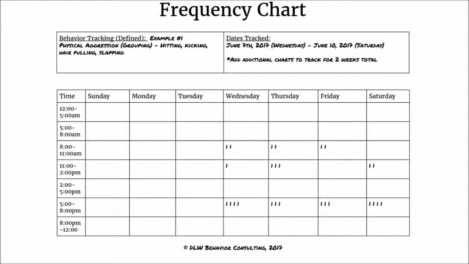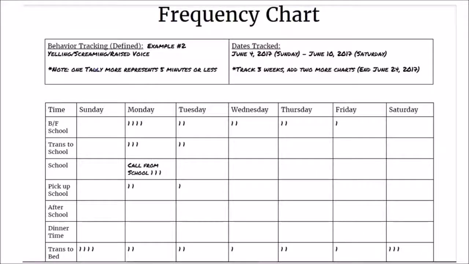So again, if you look at this, you'll notice from 5 to 8 p.m. frequencies are higher for this particular child. And look at the dates. It was summer when I made these, so maybe it's year-round school for whoever's doing this. We're not sure. And the second example is yelling, screaming, raised voice. So again, you have a behavior that you have defined exactly how it is, and you can note right here, one tally mark represents 5 minutes or less.